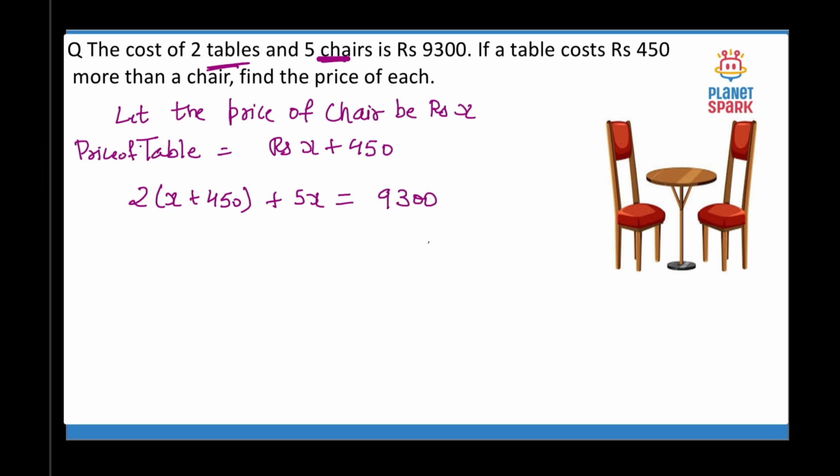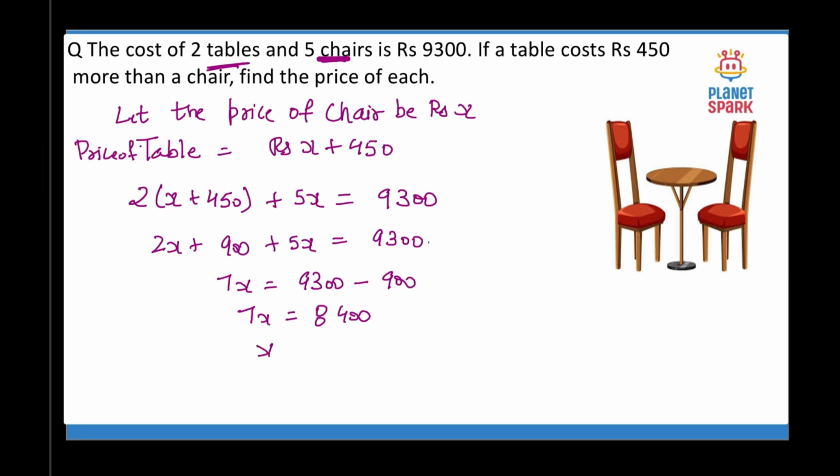Let's simplify and find the value of x. So 2 into x is 2x, 2 into 450 is 900, plus 5x is equal to 9,300. 2x plus 5x will give us 7x. 900 is added on LHS. If I take it to RHS, it would be subtracted. So 7x is going to be equal to 9,300 minus 900. That means 7x is equal to 8,400.